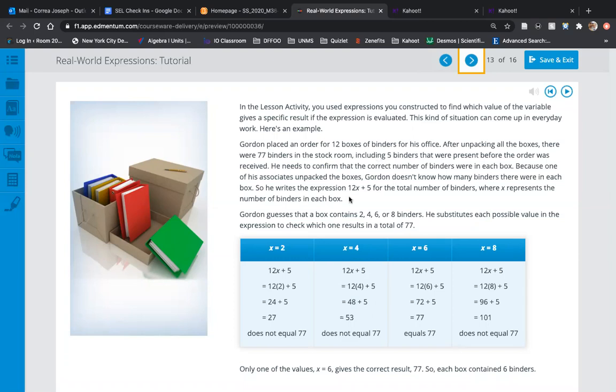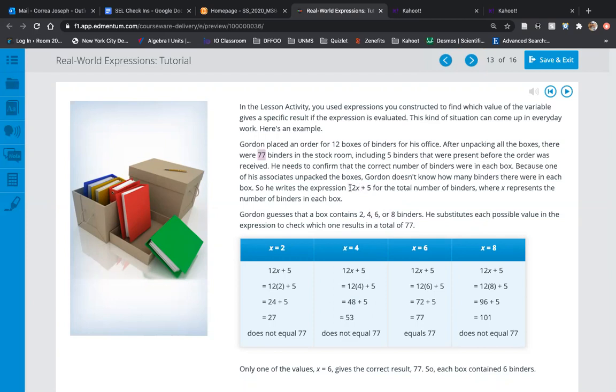So either way, they end up with this expression. This expression here is 12x plus 5. And all that they're trying to do here, I'm not going to go over everything here because it's pretty straightforward, is just try and see which of these numbers, either 2, 4, 6, or 8, makes this expression here, 12x plus 5, equal to 77, right? That's all that they're doing here.